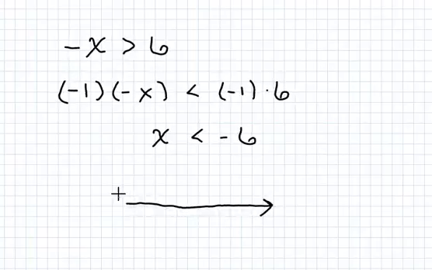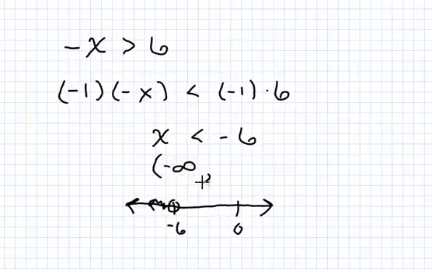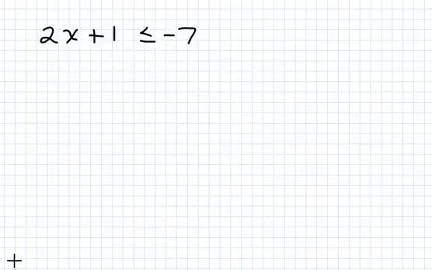Let's draw a number line here, and I'm going to go ahead and just put -6 here on the number line. We'll say that this is 0, and we do an open circle and everything less than -6. And if we were to do this in interval notation, write a parentheses here because we don't include -6.